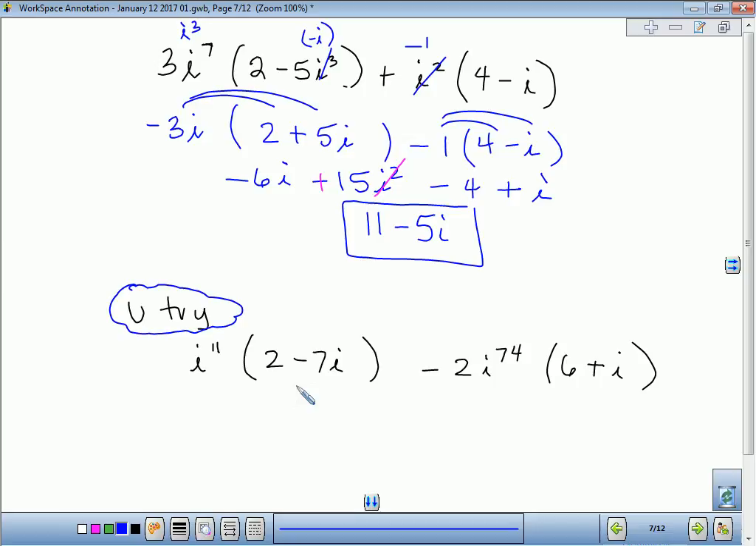So, we divide by, wait, so when you're trying to simplify i to a negative exponent, you would take the exponent divided by 4, and then the remainder would be your new exponent. Correct. Okay.